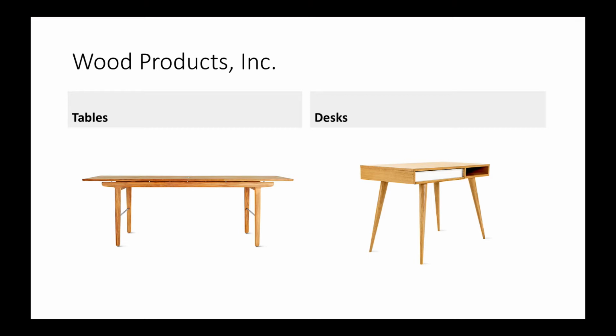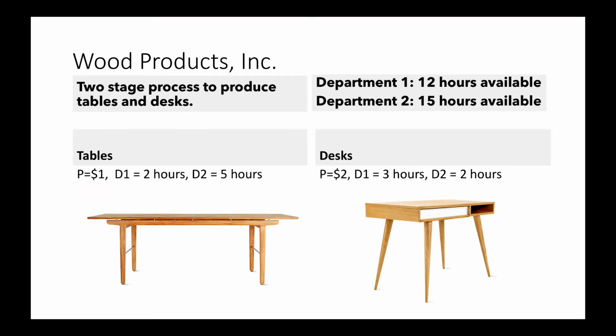If you remember, Wood Products Inc. makes two products. They make tables and desks. They produce these products using a two-stage process designated as Department 1 and Department 2. In Department 1, the raw lumber is processed into pieces of wood that can be used for either product. In Department 2, the tables and desks are assembled. Therefore, every product must go through both departments.